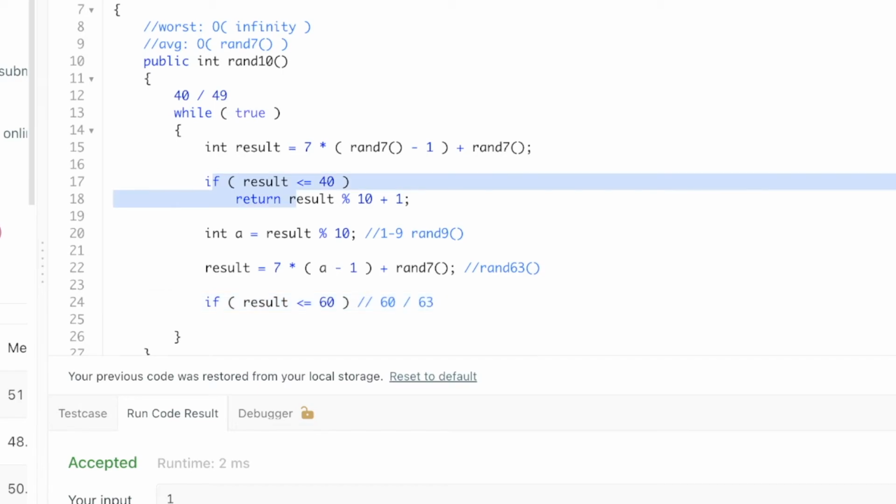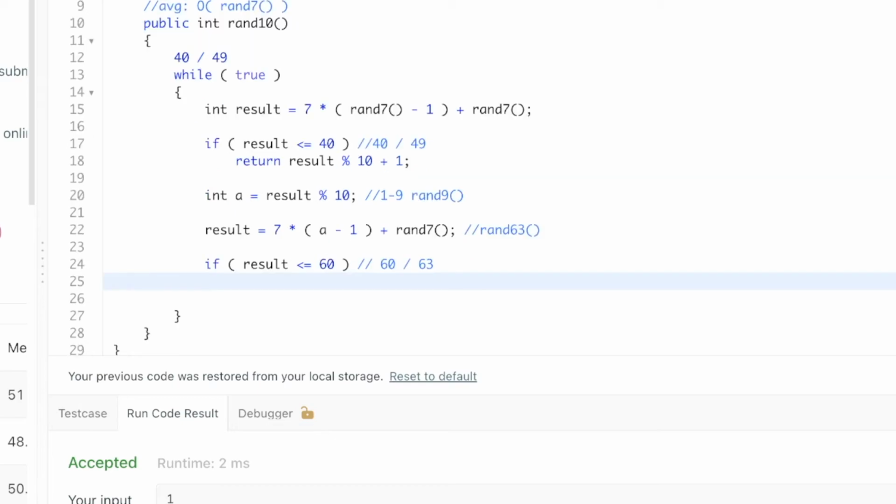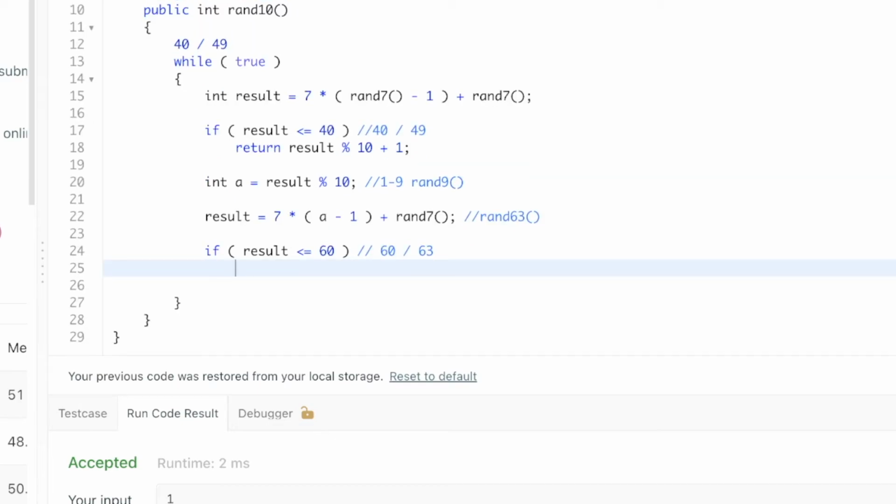So if this fails, well, now we have a 60 in 63 chance, because before we had a 40 in 49 chance, right? That's obviously worse than having a 60 in 63 chance. This is a lot better. So if the result is less than or equal to 60, then we're going to return the result mod 10 plus 1.